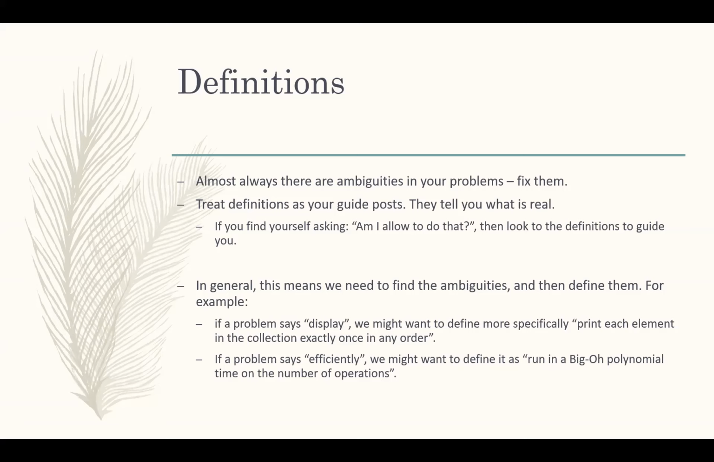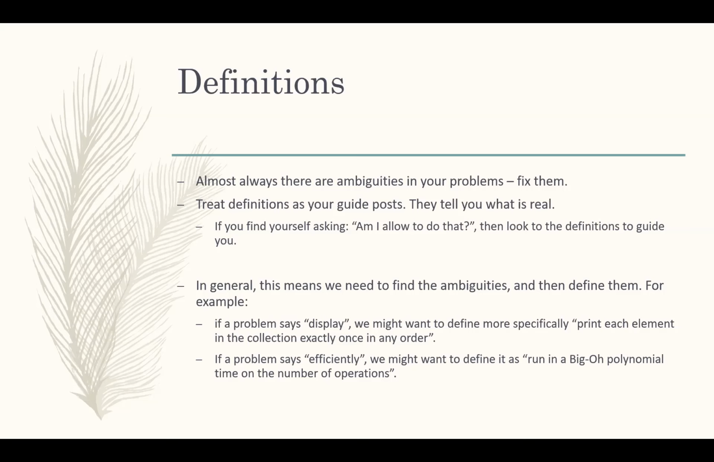So some quick examples down here. Obviously we need to find the ambiguities in our problem and then define them out. A couple of examples, maybe relating to the stuff we were talking about last time. For example, if a problem says display, we all want to be more specific, so: print each element in the collection exactly once in any order. Because when I say display, I'm not really making any requirements.